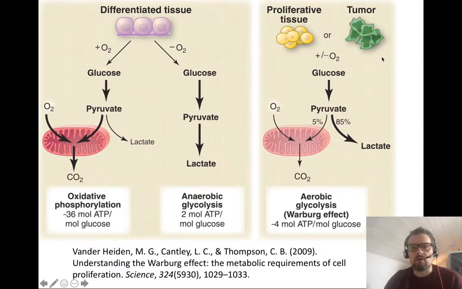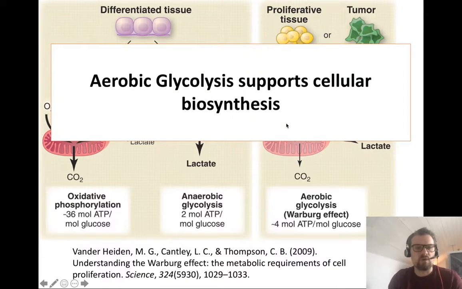So cells that have a high biosynthetic demand will engage in this aerobic glycolysis, where they take up lots of glucose. A lot of it, or the majority of it, is converted to lactate, and some of it then goes on into the mitochondria to efficiently make some ATP. So aerobic glycolysis supports cellular biosynthesis. You're going to see that that's a common theme within our immune cells.